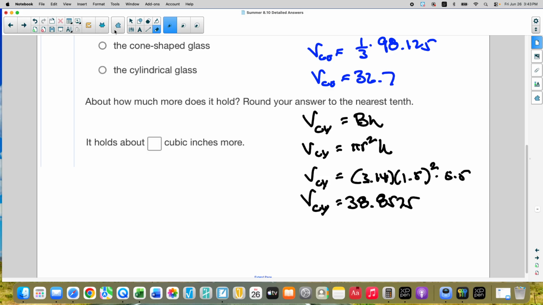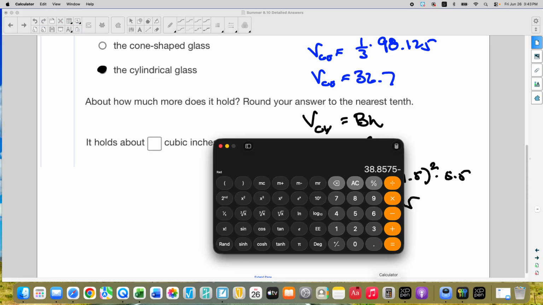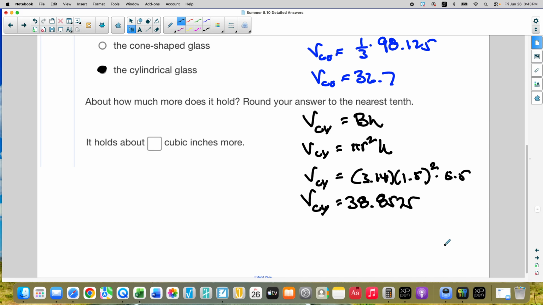The cylindrical glass has more. And how much more? Well, 38.9 minus 32.7 gives us 6.2 if we round to the nearest tenth. 6.2 cubic inches. Yeah, they say 6.1. I got 6.2. But I like my answer. I'm okay with my answer.